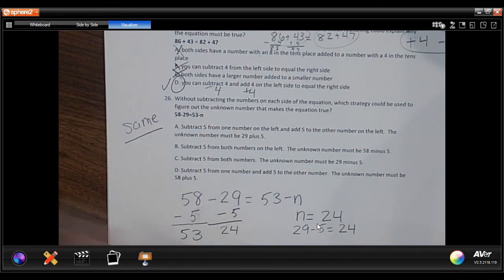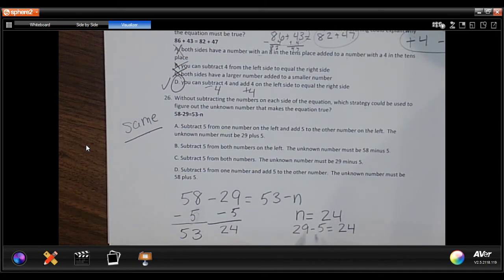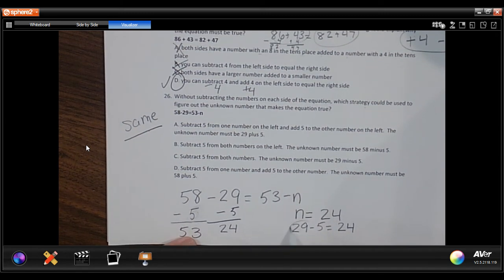So now that I know that it's balanced and n equals 24, I'm going to look for one of these that talks about 29 being subtracted by 5 to give us the answer of 24. If I don't see that, it is not the answer.